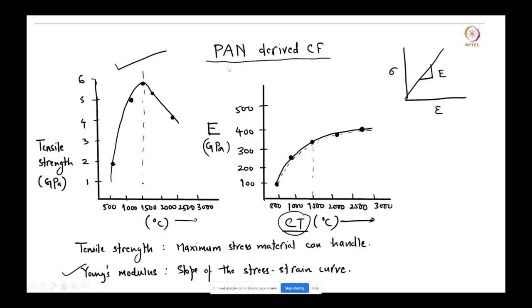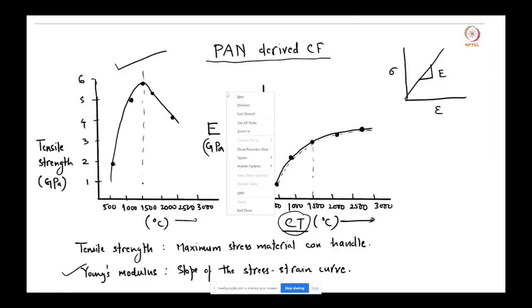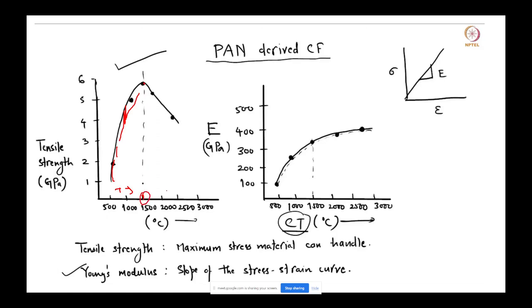Now, when you have a PAN-derived carbon fiber, here is the tensile strength versus temperature. You can see that in the experiment, when you increase the temperature, your tensile strength is also increasing, up to some point, let's say suppose till 1500 centigrade.